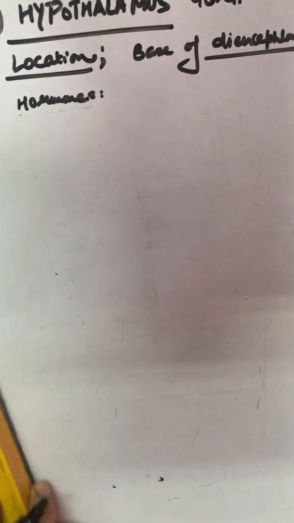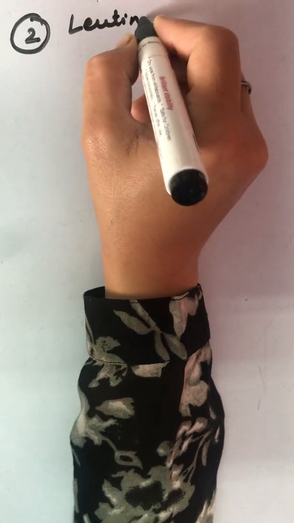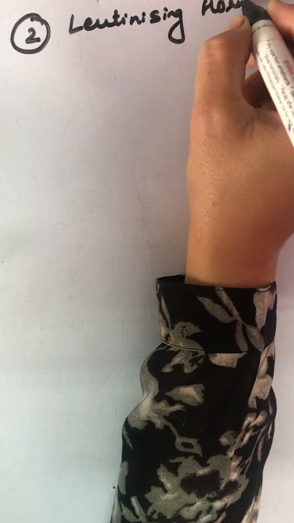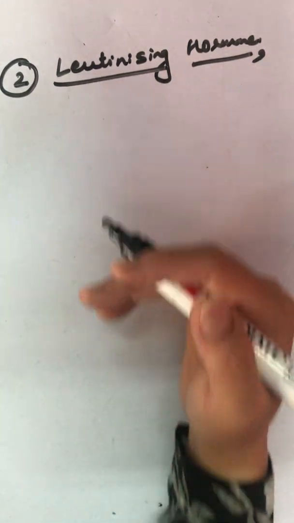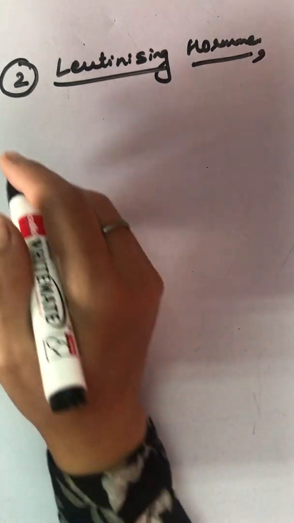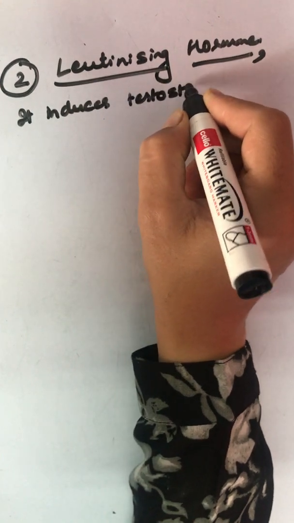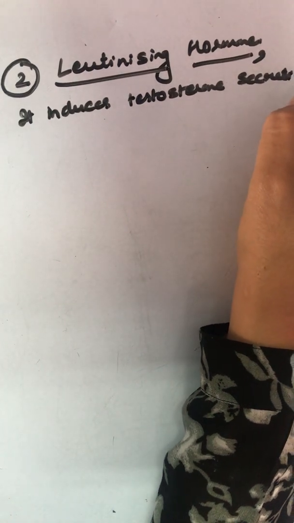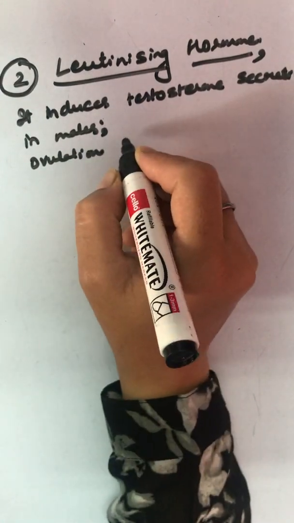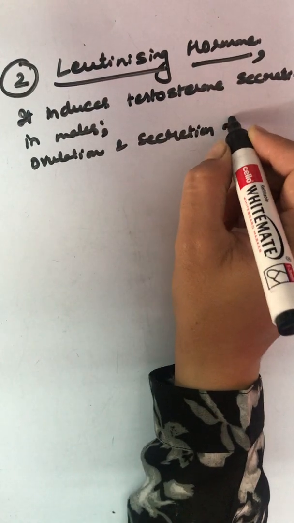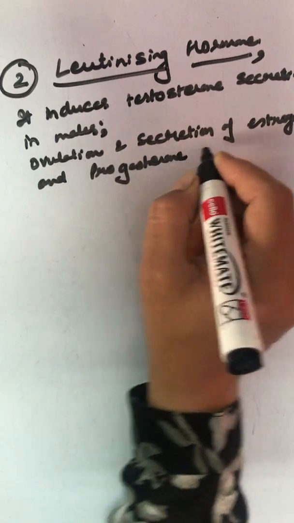Second, luteinizing hormone. Secreted by the anterior pituitary only. We will not write it down again and again, because once we have listed, it means we are now covering the hormones related to the anterior pituitary. It induces testosterone secretion in males, and ovulation and secretion of estrogen and progesterone in females.